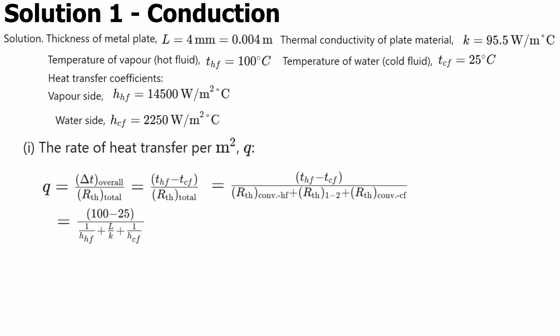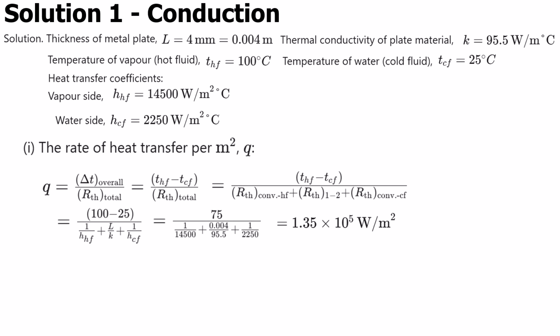Substituting the expressions for each thermal resistance, we get the equation for Q as the difference in temperature divided by the sum of 1 over HHF plus L over K plus 1 over HCF. This formula directly incorporates the heat transfer coefficients and the plate's properties. So plugging in the values, we have 75 in the numerator, and in the denominator we have the values as given.